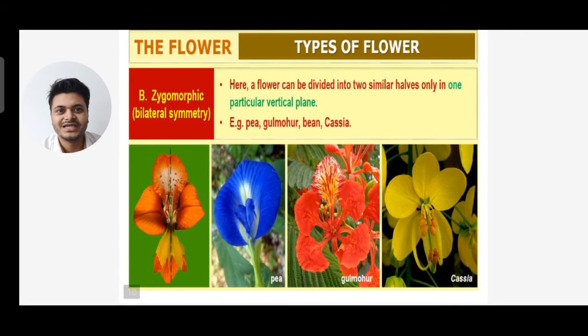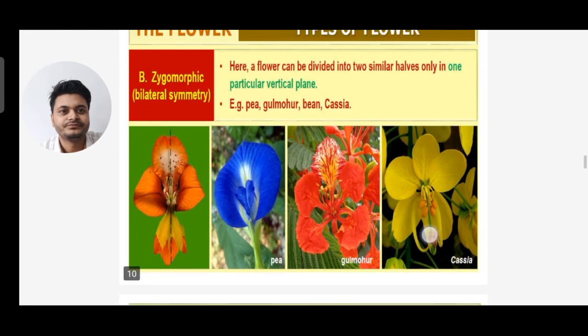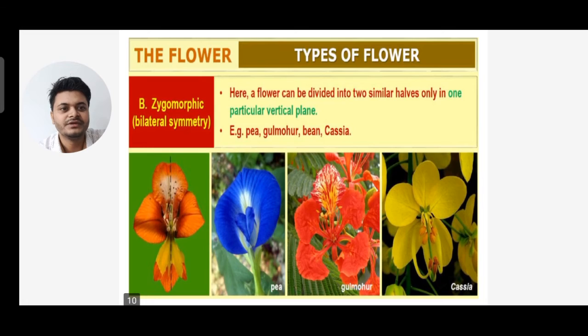Now moving to a zygomorphic flower, it's also called bilateral. Zygomorphic flowers are bilaterally symmetric because here the flower can be divided into two similar halves in only one particular plane. Examples: pea, gulmohar, bean, cassia. You can see these flowers can be divided equally into two halves in just one plane. You can see the pictures of pea, gulmohar and cassia given below.